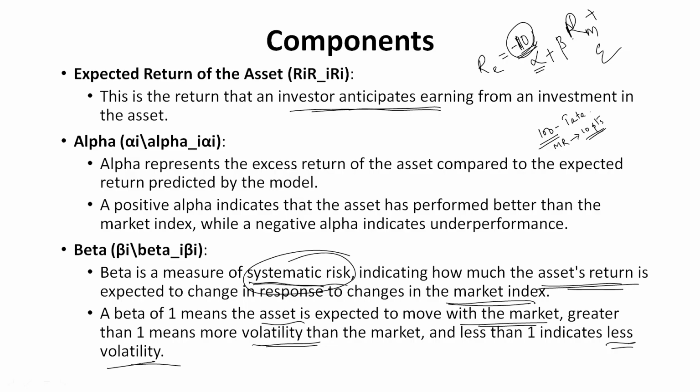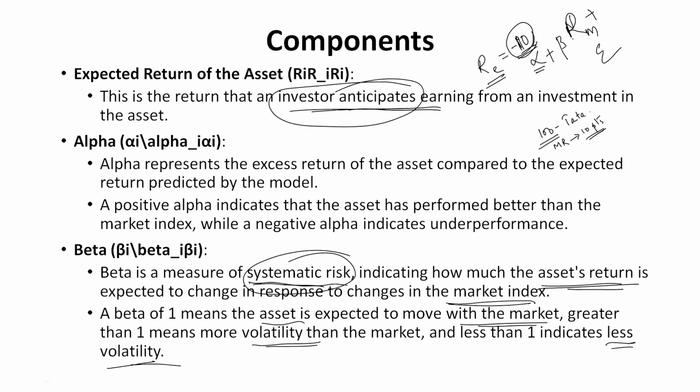Now going ahead, I will take up each component of the formula. The first part talks about the expected return of asset. What do you mean by expected return of asset? The expected return on asset is nothing but the anticipation of the investor, how much the investor expects from the investment which he has made. Here I have referred to it as RE, that is the expected return from the investment in a particular asset.